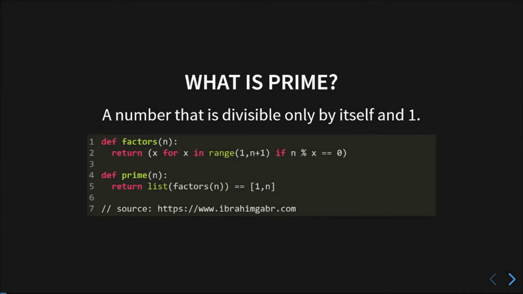So briefly, what is prime? A prime is a number that is divisible by only itself or 1. So we extract the factors of a number, and if the only factors are the number and 1, then it's a prime. If we find something else, it's not.